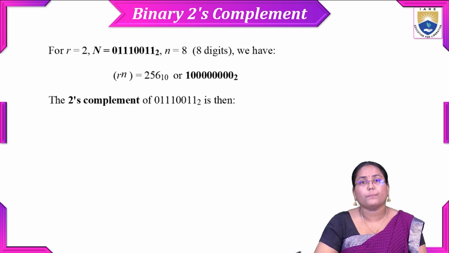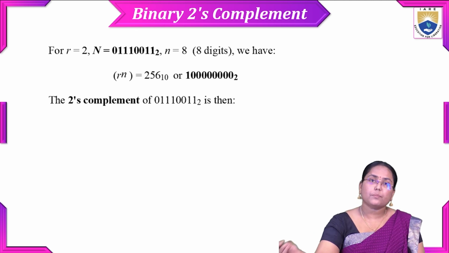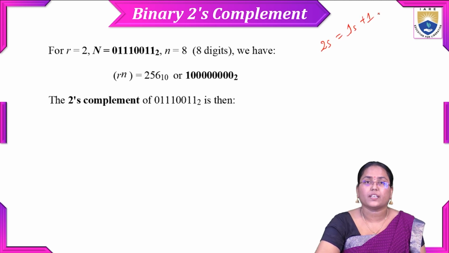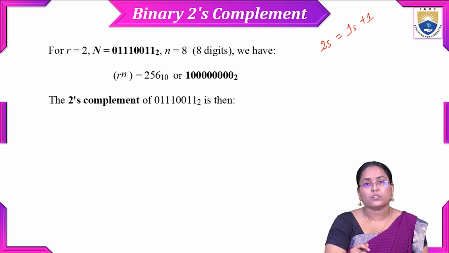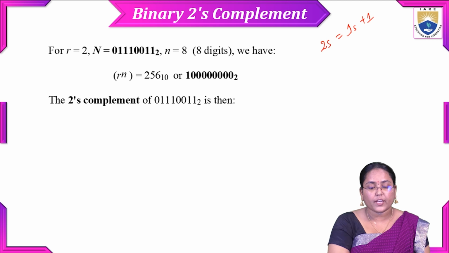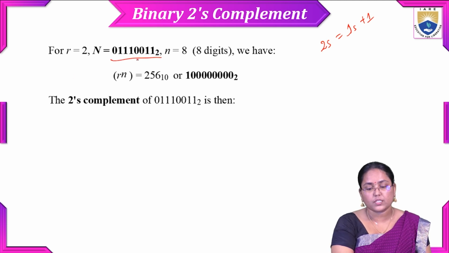So, let us look at the binary complement also, because I want to do the binary subtraction also. For that purpose, I will be doing the binary 2's complement also. In simple sense, what I can say is 2's complement is nothing but 1's complement plus 1. But let us move according to the procedure first. Then let's look at how we are going to get it. So for r equals 2, capital N value equals 0, 0, 1, 1, 0, 0, 1, 1, with n equals 8, the number of digits.